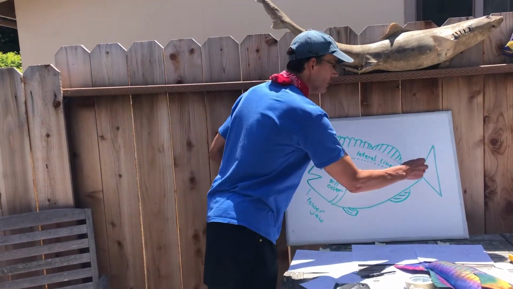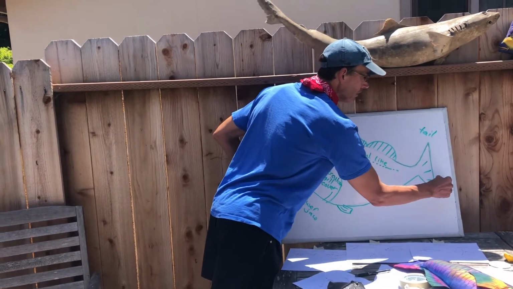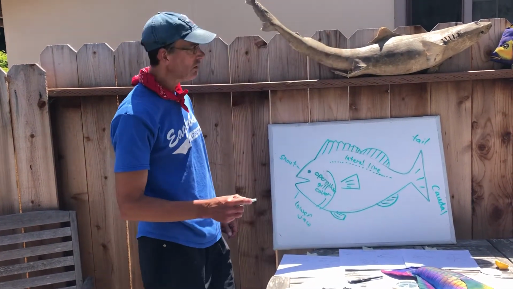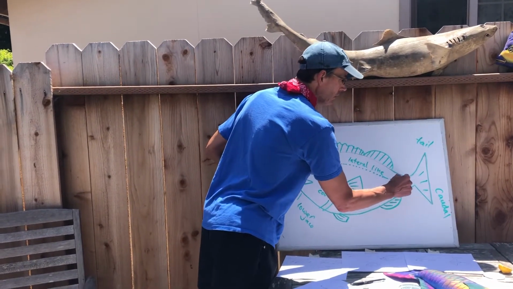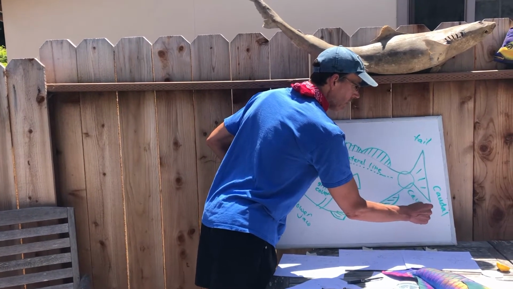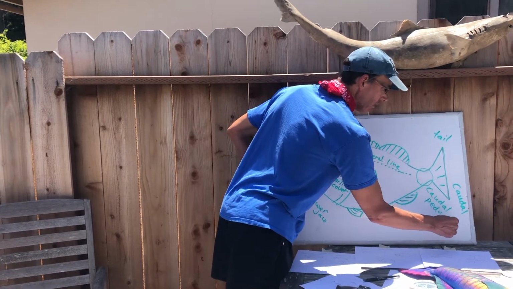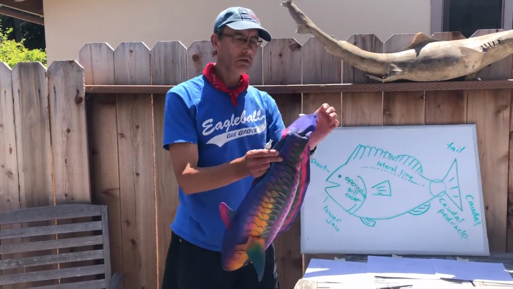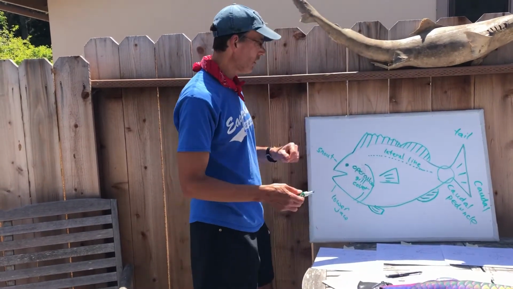We have the tail fin here, also called the caudal fin. Caudal fin or the tail fin. This little area right here that connects the tail to the body, right in this area right here, is called the caudal peduncle. That's like if you were going to grab a fish like this, you'd be grabbing by the caudal peduncle. Then we have the other fins.